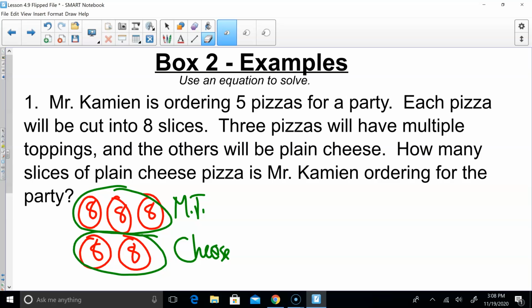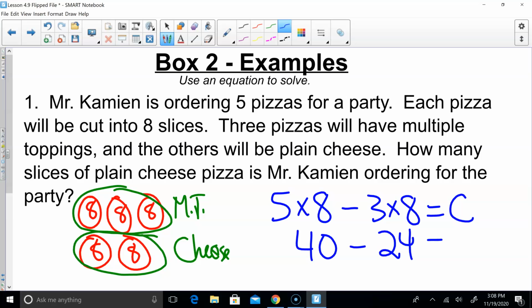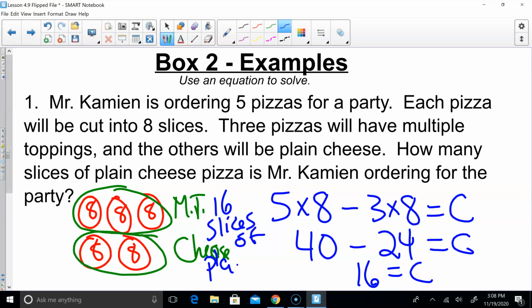That there'd be 5 times, so we'd have all these pizzas. That means we're going to have 5 times 8, because that'd be how many slices of all the pizzas we have. And we know 3 pizzas will have multiple toppings, minus 3 times 8, because those would be the ones that have multiple toppings, would equal straight up cheese. So that means 40 minus 24 equals C. And that would mean 16 equals C. So that means I have, for my label, 16 slices of plain cheese pizza. I would prefer if it was Hawaiian.